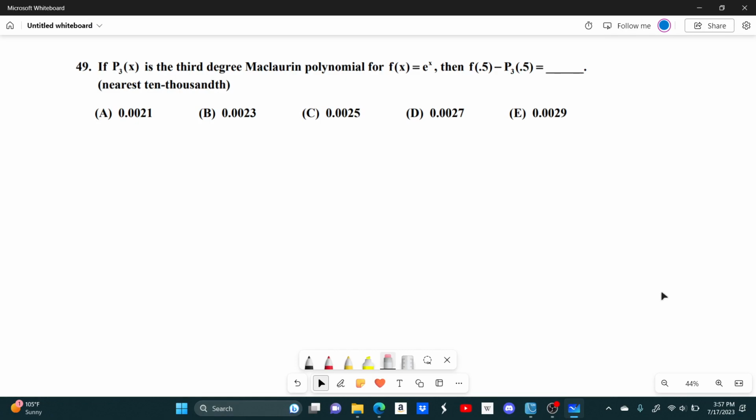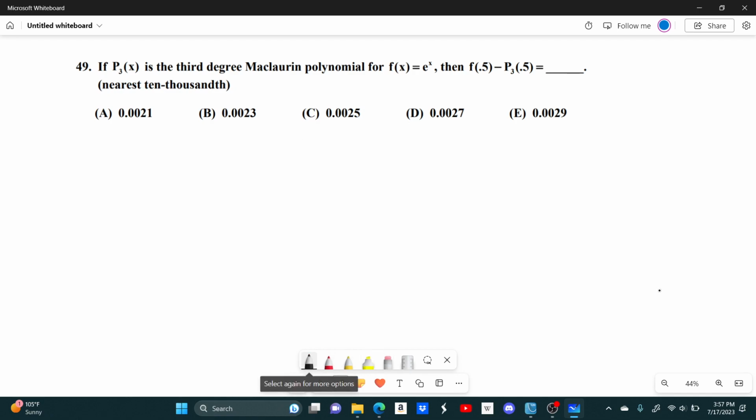Number 49. If P3 of x is the third degree Maclaurin polynomial for f of x equals e to the x, then f of 0.5 minus P3 of 0.5 equals what? So, if you don't know what a Maclaurin polynomial is, it's basically a way to use higher order derivatives to approximate a polynomial function, or different kinds of functions, as polynomials.